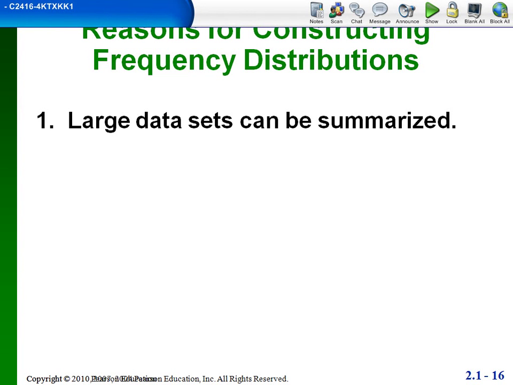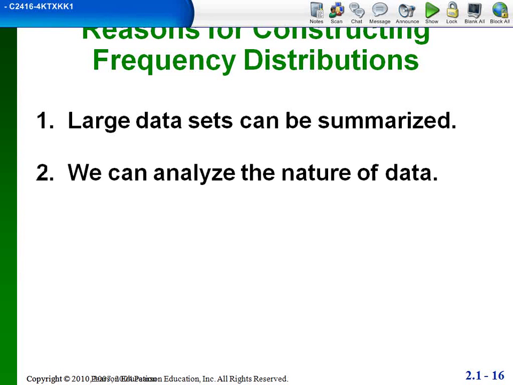But basically we want to summarize the data and analyze the nature of the data. That means, is it skewed to one side? Does it look normal? A lot of times that's what statisticians will do. They want to find out if the data is normal, if it's a normal distribution, or if it's a chi-square, what kind of distribution the data falls under in order to analyze it.